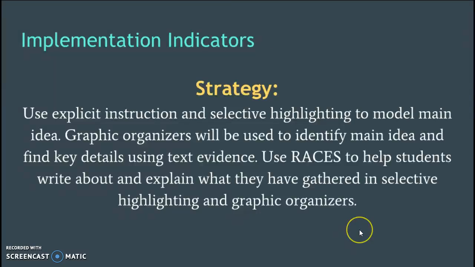After we completed our strategies and found our strategies, we came up with implementation indicators. We first came up with a strategy to implement. Our strategy is to use explicit instruction and selective highlighting to model main idea. Graphic organizers will be used to identify main idea and find key details using text evidence. We will use RACES to help students write about and explain what they have gathered in selective highlighting and graphic organizers.